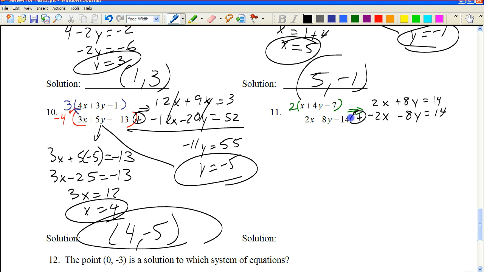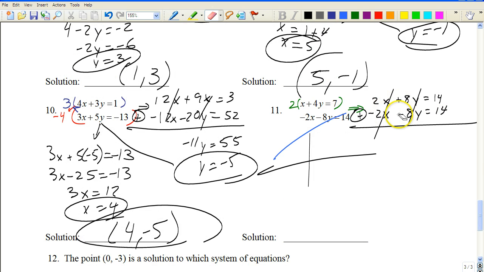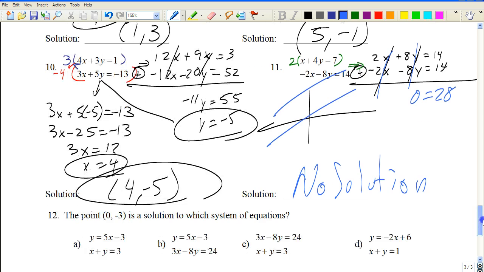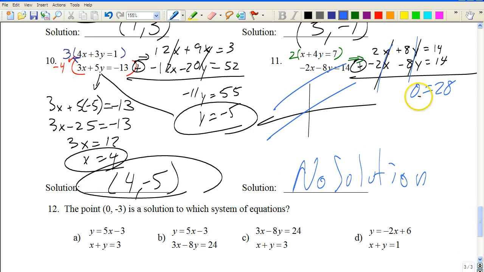Alright guys, notice how when you rewrite it, you get a situation where all of these guys are going to drop out. That's going to drop out, that's going to drop out, so you get 0 equals 28. And that's an issue because they don't cross, so we get no solution, and they're not going to intersect. If they were the same, if it said 28 equals 28, we would say infinitely many solutions. You got to remember that too.